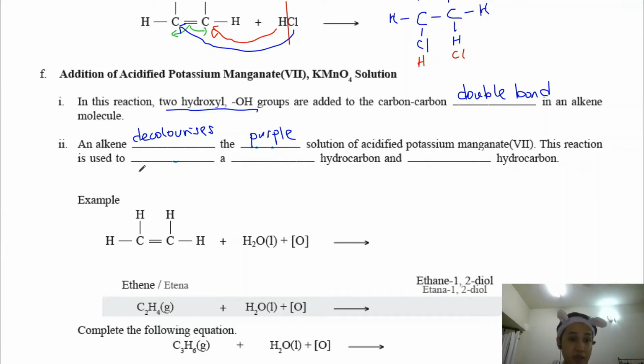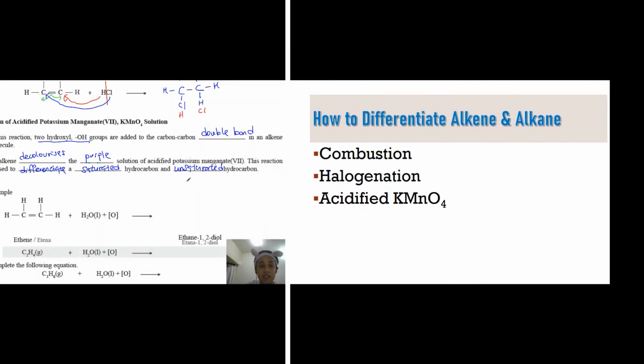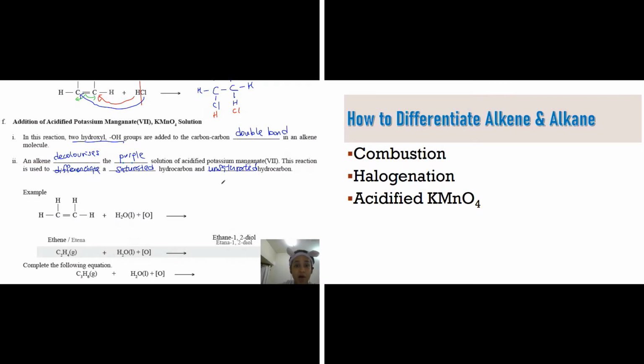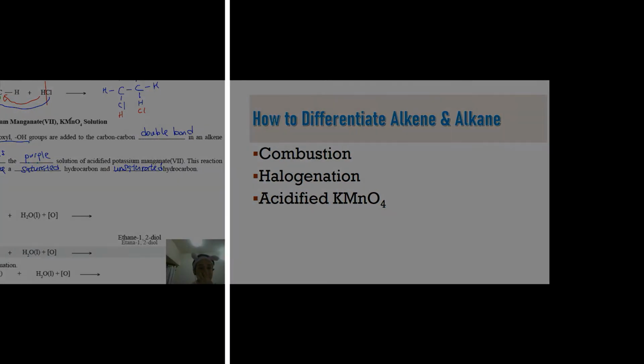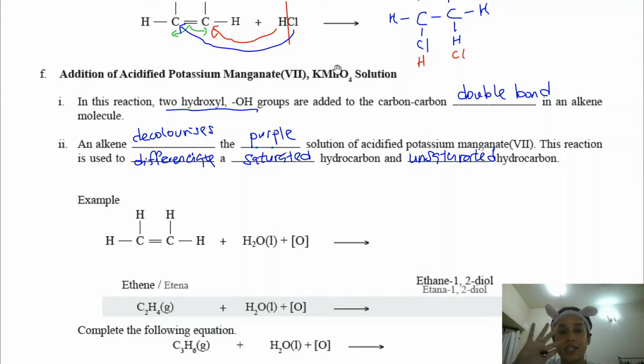This reaction can also be used to differentiate a saturated hydrocarbon and an unsaturated hydrocarbon, meaning alkane and alkene. Technically, to differentiate between alkene and alkane, you can have three reactions. First is combustion. Second is addition of bromine, or halogenation. Third is addition of acidified potassium manganate solution. So these three reactions can help you to differentiate between alkene and alkane.